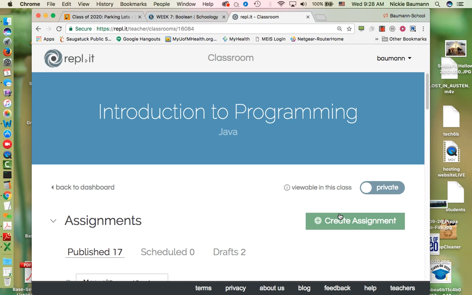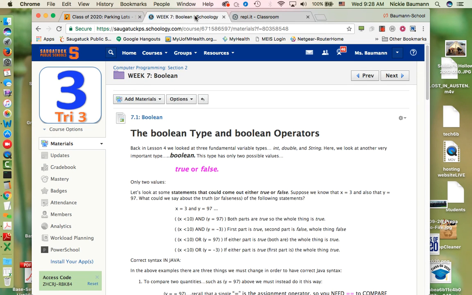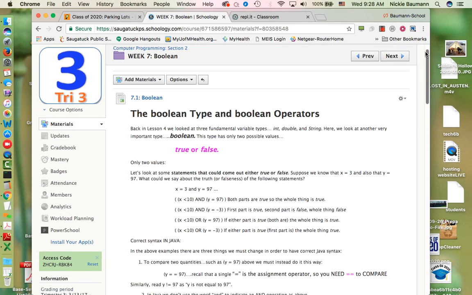Hi class, today we're going to talk about Boolean. So we're going to go to week 7 and it's going to be under 7.1 and 7.2 for this week. We may add more depending on how far we get. But we're going to talk about the Boolean type and Boolean operators. So if you wouldn't mind going to that lesson, that would be wonderful. It's going to be in week 7.